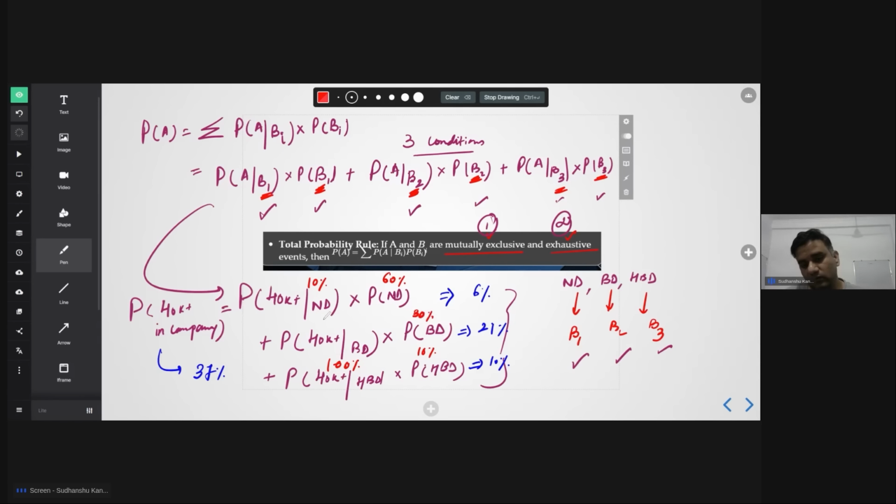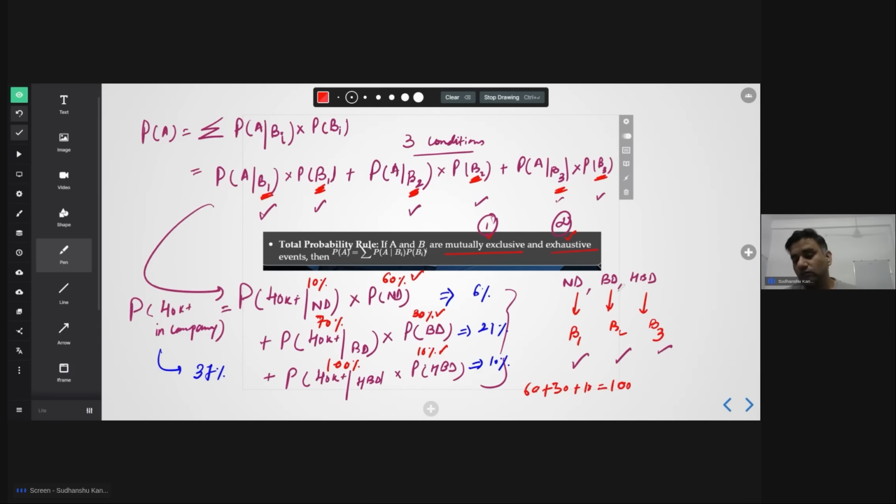And here it was your 70% employees were earning, right? 70% employees were earning about $40,000, right? So you see yourself, I have checked the exhaustiveness also. Exhaustiveness is 60% plus 30% plus 10%. 60 plus 30 for ND plus your BD plus HBD, right? 60 plus 30 plus 10, it is making your 100, right?